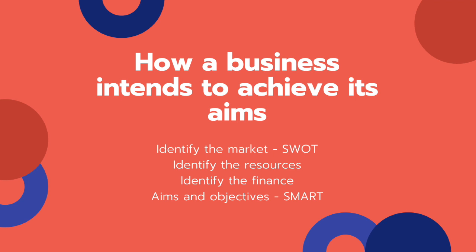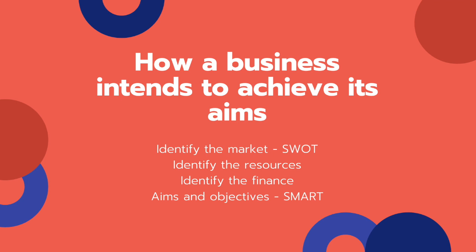It helps you identify the resources that you need. So number one, human resources like the staff that you'll need, and two, the resources like the raw materials you might need. So if you make pizzas, for example, where will you buy your dough? Where will you buy your ingredients? So it helps you identify the resources.